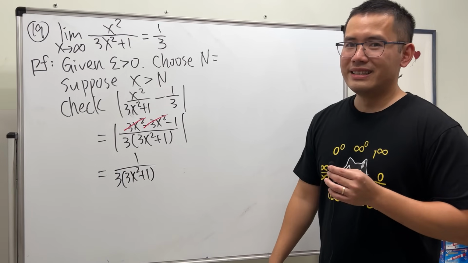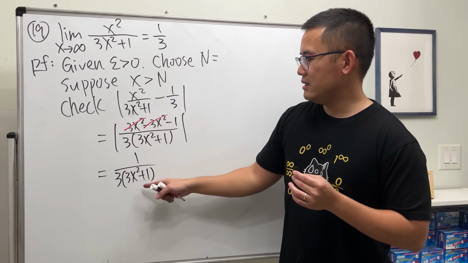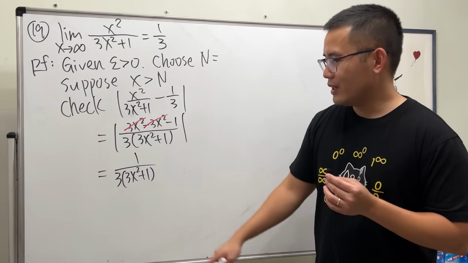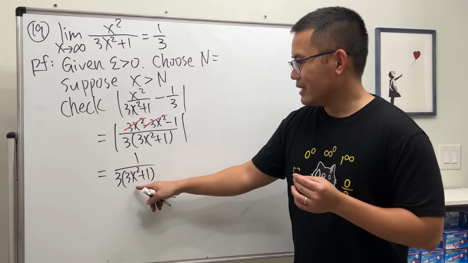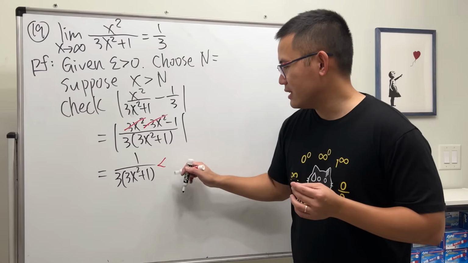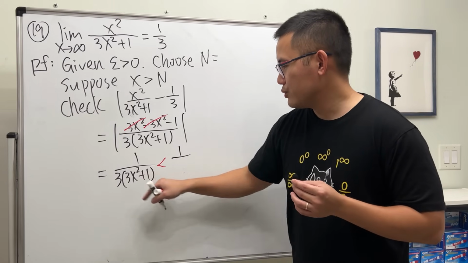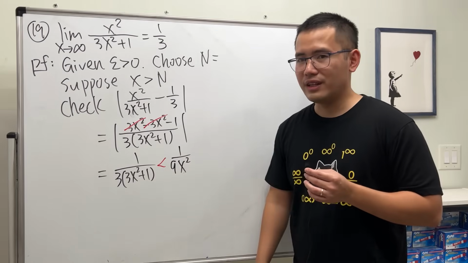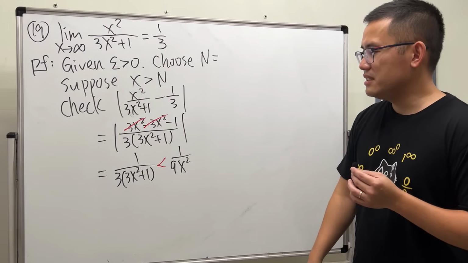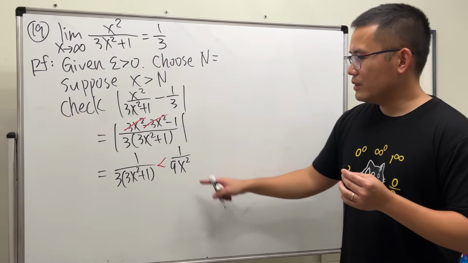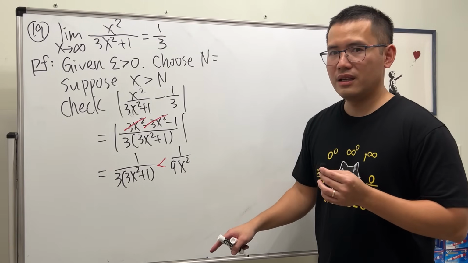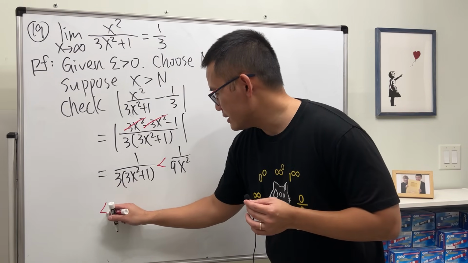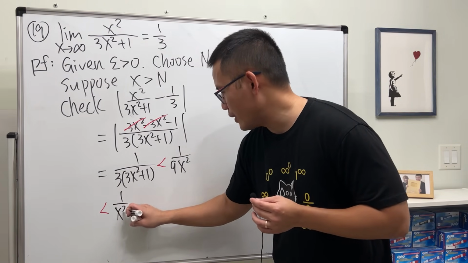Perfect. Now, do you want to replace the x with n? If you want, yeah, but I will wait. What I wanted to do is, I'll take out the plus 1 and say that's less than 1 over 3 times that, which is 9x squared. Just get rid of that 1. Easier that way. And 1 over 9 is less than 1, yeah? So I'm going to just say that's less than 1 over x squared.